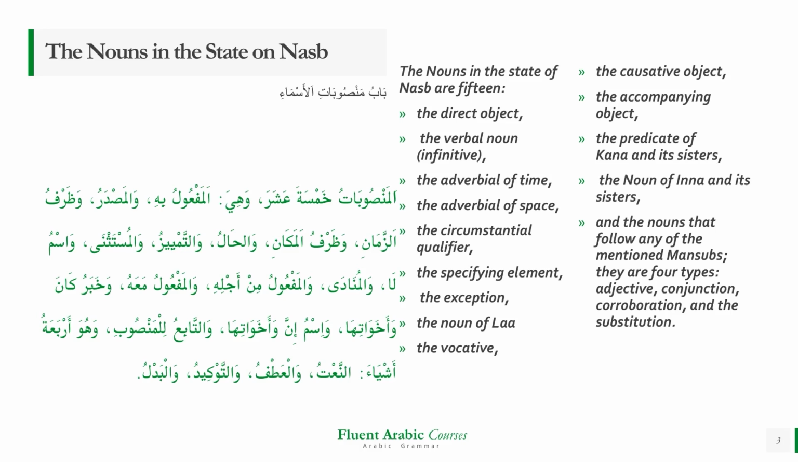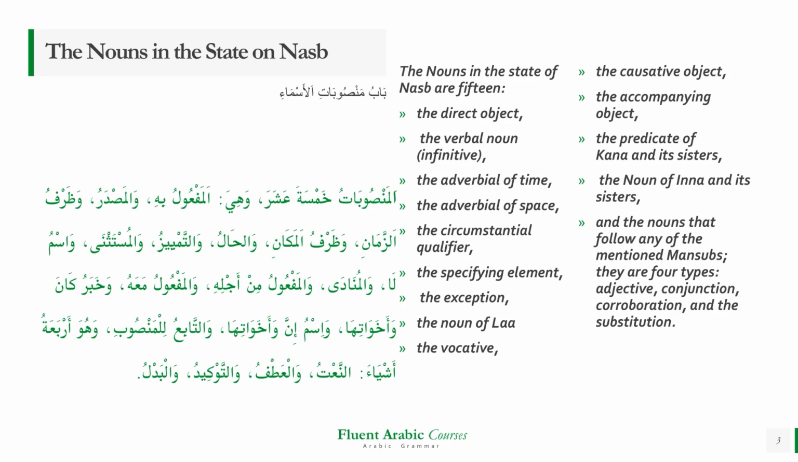وهي المفعول به والمصدر وظرف الزمان وظرف المكان والحال والتمييز والمستثنى واسم لا والمنادى والمفعول من أجله والمفعول معه وخبر كان وأخواتها واسم إن وأخواتها والتابع للمنسوب وهو أربعة أشياء: النعت والعطف والتوكيد والبدل. So these are the 15 types of nouns which are always in the state of Nasb.